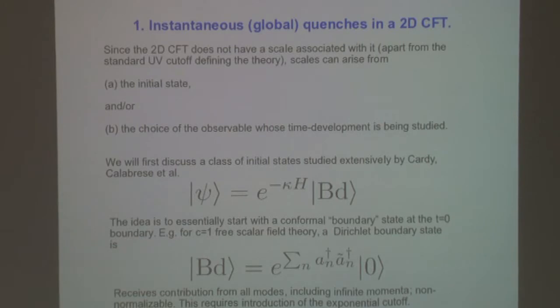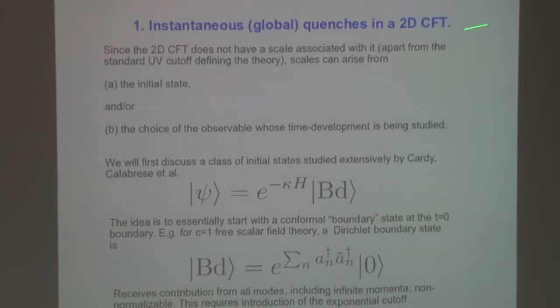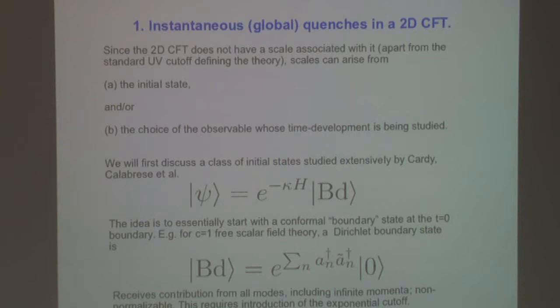So, this is the beginning. What we'll discuss is instantaneous global quenches in a two-dimensional conformal field theory. Space will be non-compact, as I said. And what do I mean by this? First of all, what should be our focus to keep in mind, so as not to get bogged down by the calculation, is that we have a 2D conformal field theory. We don't have a mass scale. We are sitting at the fixed point.